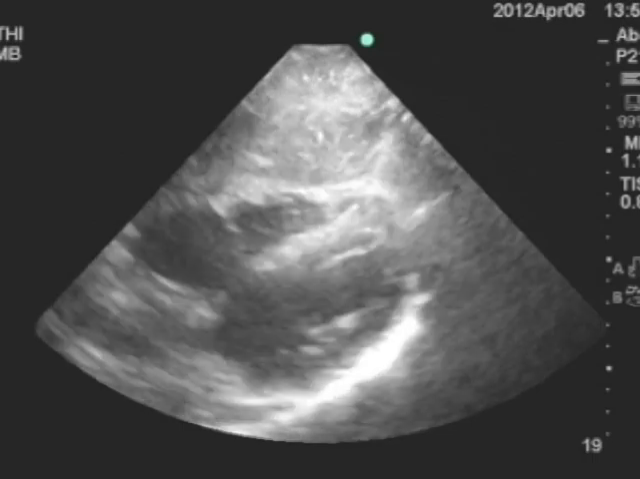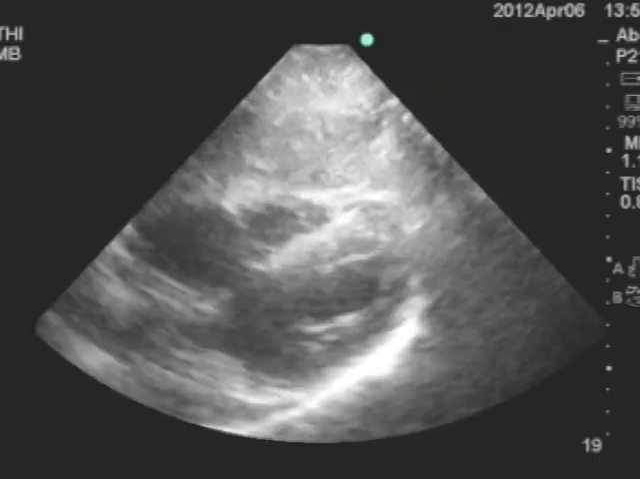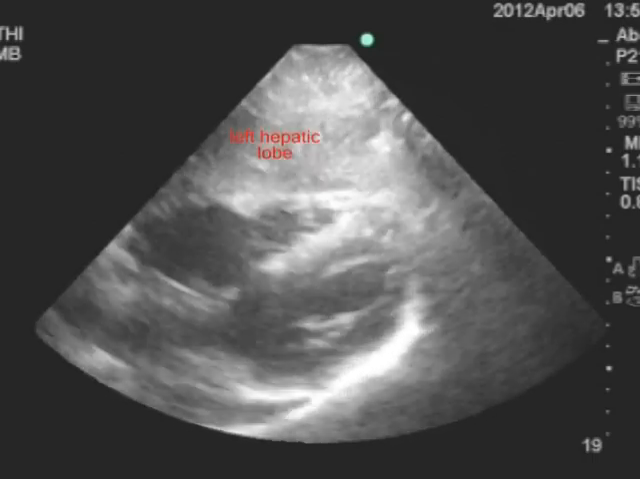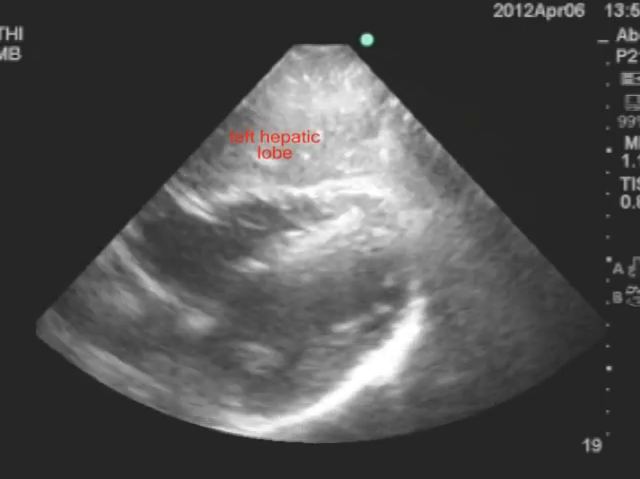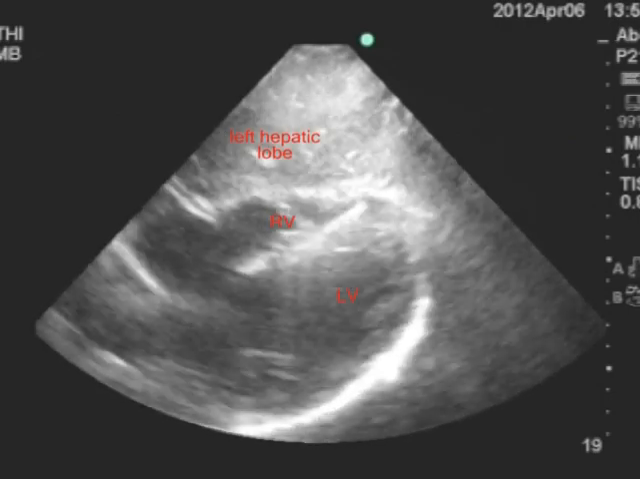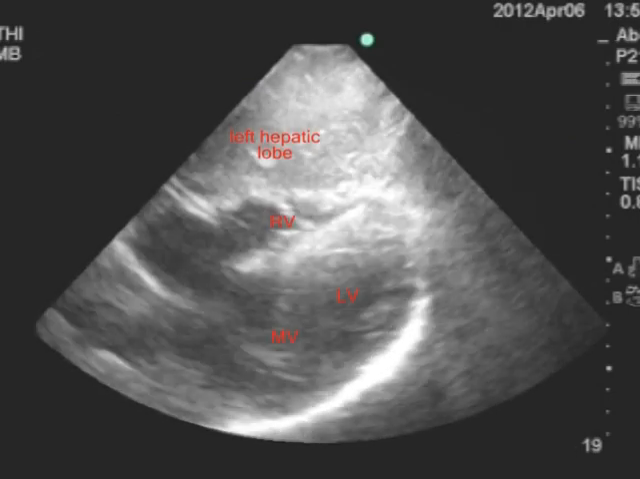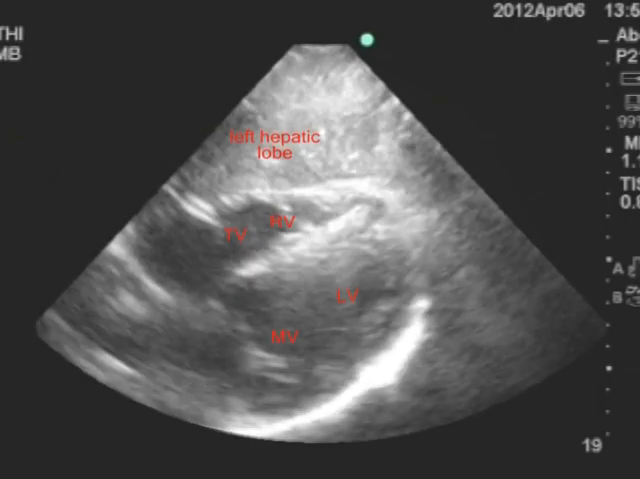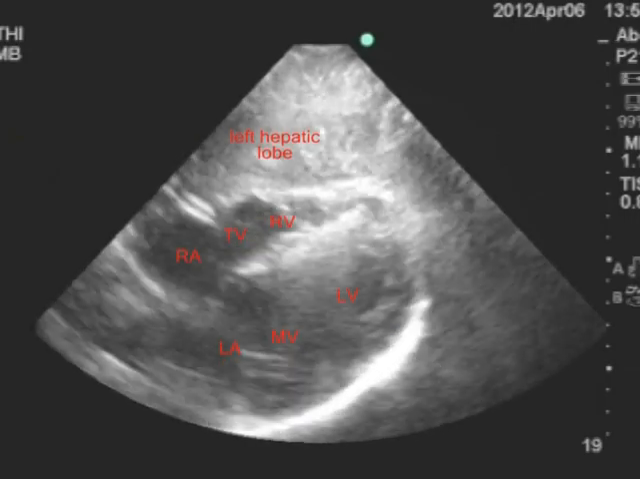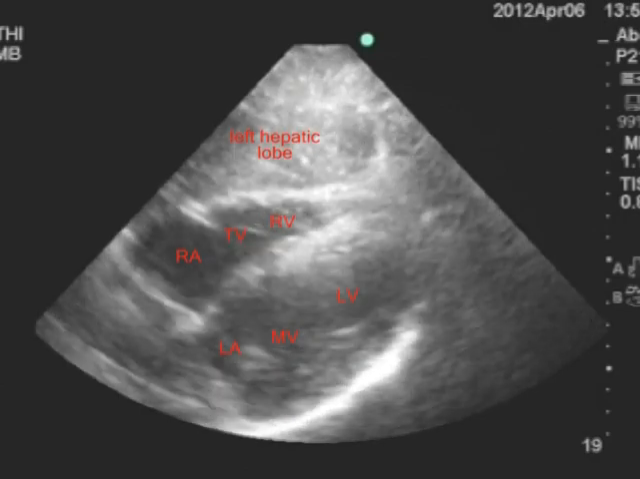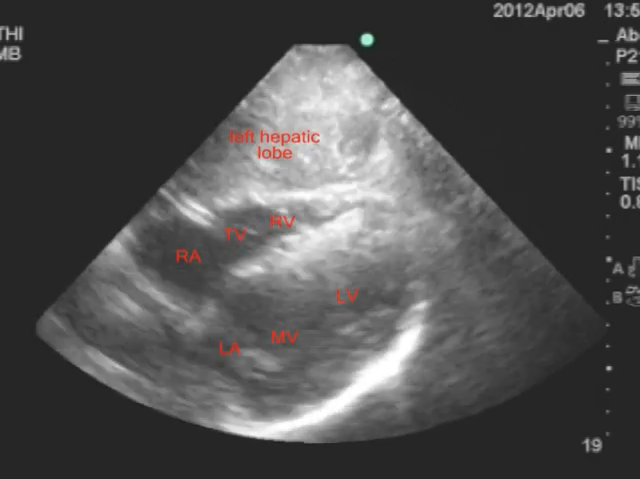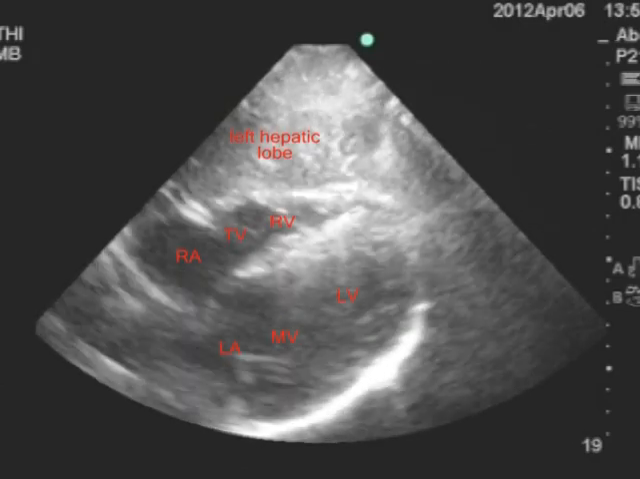In this subcostal four-chamber view, we visualize the left liver lobe at the top, the right ventricle, the left ventricle. We see the mitral valve and the tricuspid valve, along with the left atrium and the right atrium. The echogenic line posterior to the left ventricle is the pericardium.